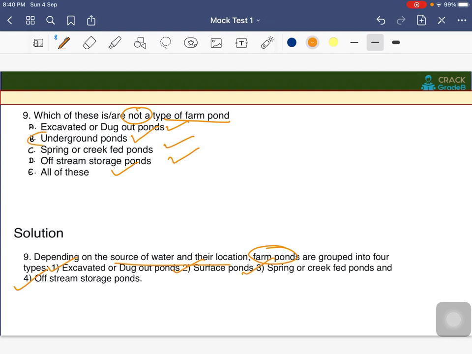A farm pond is a type of pond in which the water is stored on the surface of the land, right? Then underground ponds are not a type of farm pond.